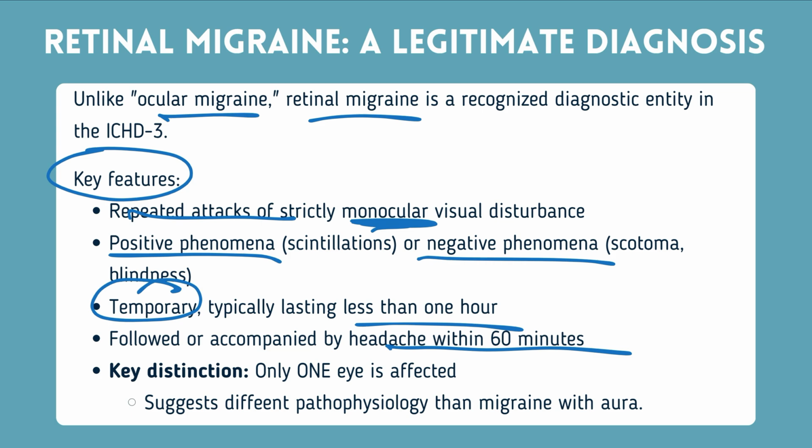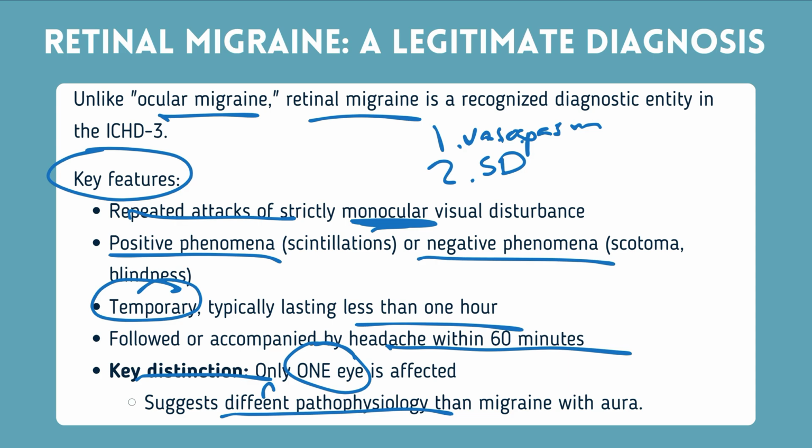Now, the key distinguishing feature of retinal migraine is that only one eye is affected. This strictly monocular nature suggests a different pathophysiology than migraine with aura. So rather than cortical spreading depression in the visual cortex, there are currently two main hypotheses. One is the vasospasm theory, so let me just write it here. And the other is spreading depression, not cortical spreading depression because it doesn't happen in the cortex, but spreading depression.